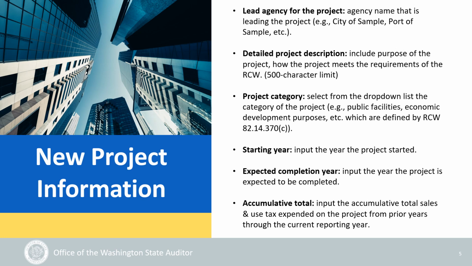For example, if you're filing the 2023 annual report and you have a project that started in 2019, you'll include the accumulative total sales and use tax spent on the project from when it started up through December 31st, 2023, since the reporting year is 2023.